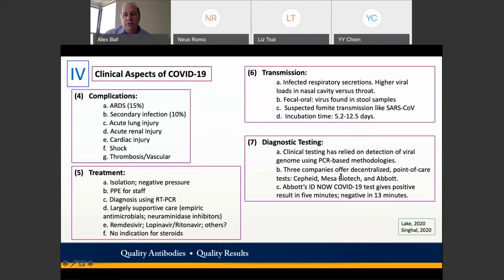Diagnostic testing has largely relied on PCR-based methodologies. One of the more commonly used machines in clinical settings is Abbott's ID NOW COVID-19 test, which gives a positive result in 5 minutes and a negative in 13 minutes. So there have been some problems with this recently.